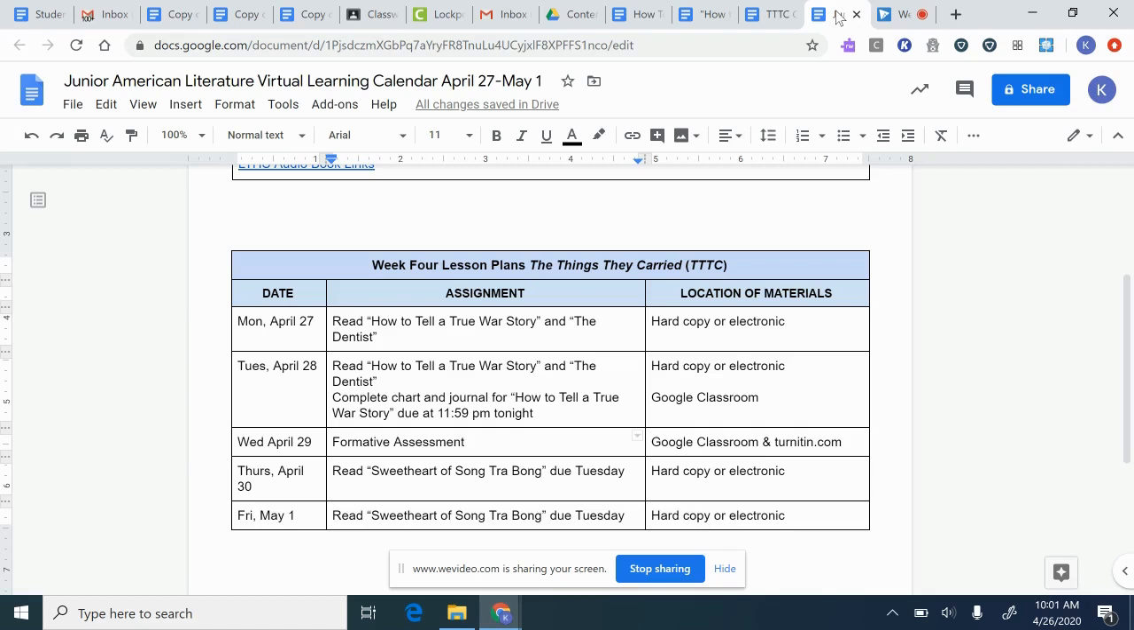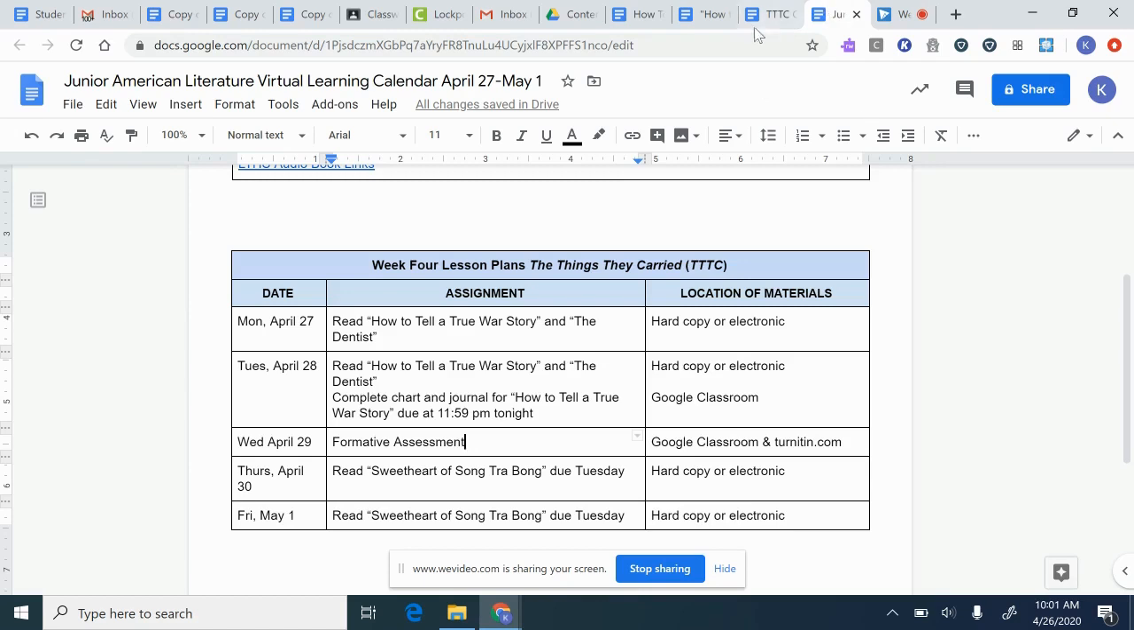So here's your calendar. Monday and Tuesday, you have time to read How to Tell a True War Story and The Dentist. Our focus is really on that first chapter, How to Tell a True War Story. It is a little long, so we did give you 2 days to read it. And then there's a chart and a journal response for that, which I will show you in a minute, and that is due Tuesday night to Google Classroom. Wednesday, you're going to write a formative assessment that will go to turnitin.com. I'll tell you more about that later. And then Thursday, we assign the next chunk of reading that is due on Tuesday. So you have Thursday, Friday, Saturday, Sunday, Monday to get the chapters Sweetheart of the Song Tra Bong read.